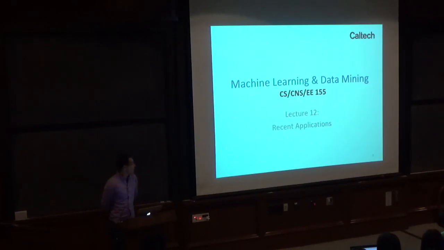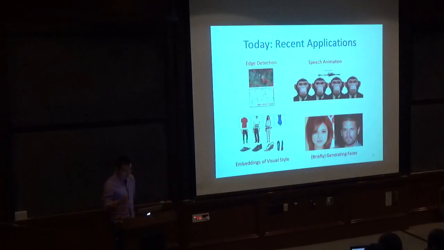Quick show of hands, how many people went to at least part of the AI for Science workshop last Thursday? Okay, great. So some of the stuff we'll be talking about today, at least in terms of how we use machine learning, is very much thematically consistent with what you saw in the workshop. Of course, these applications are a bit different. And so we'll look at 4 applications today in edge detection, speech animation, embeddings of visual style, and very, very briefly generating faces. We'll probably talk about that in more detail in a future lecture.